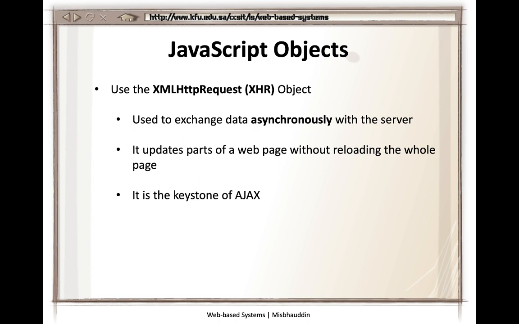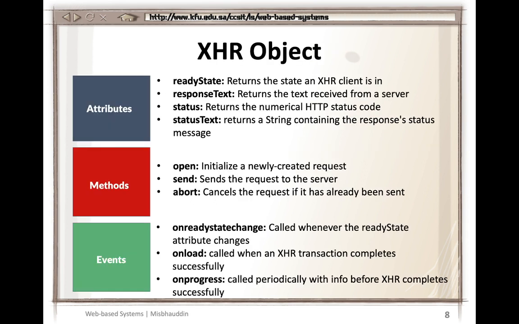XHR stands for XML HTTP request. Okay, these are used to exchange data asynchronously with the server. So while you're using the application in your browser, the AJAX engine behind the browser makes a request to the server and receives the data on your behalf and then initiates the callback function. It is responsible for updating the parts of the page without reloading the page, as we saw in the LinkedIn example. It is the keystone of the AJAX technology. Now, since it is an object, it has some attributes, it has methods, and it has events that it can react to.